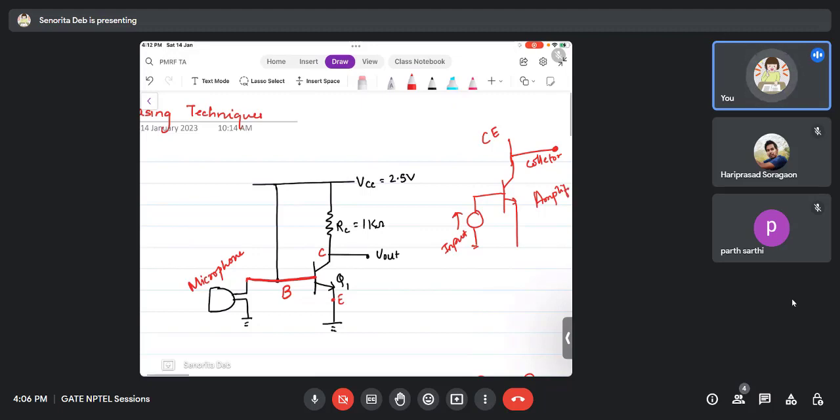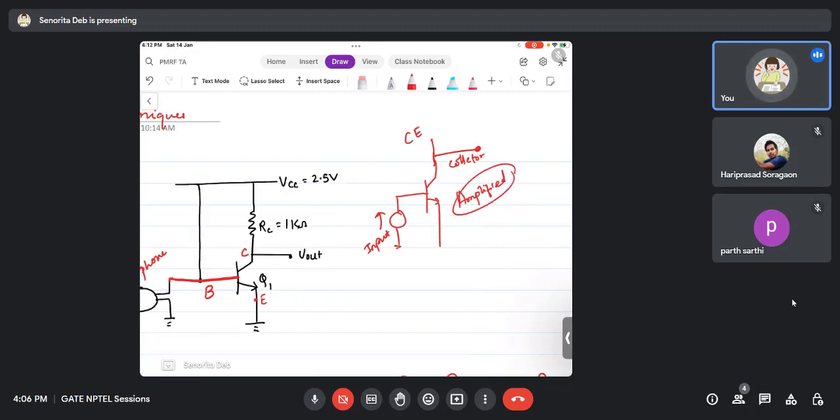This configuration, where you give input to the base and take output from the collector, is the common emitter configuration, and for it to work as an amplifier, you need to bias it in the active region. Biasing in the active region means that your VCB should be greater than 0. VCB greater than 0 means VCE should be greater than VBE. I'm considering that you already know these concepts.